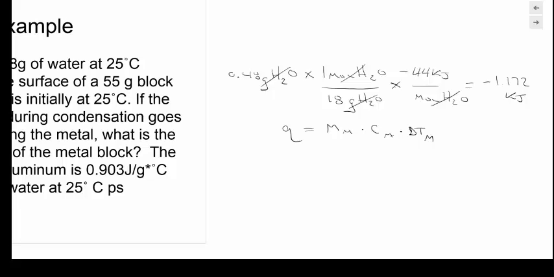Remember that heat, Q, is in joules. So I'm going to convert the kilojoules into joules. That means I have 1,172 joules of heat that the metal is going to gain. So my Q is going to be 1,172 joules. I don't care about the negative sign. I know the heat is being gained by the metal.